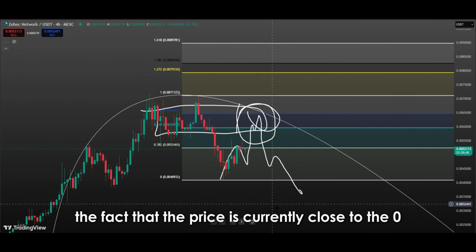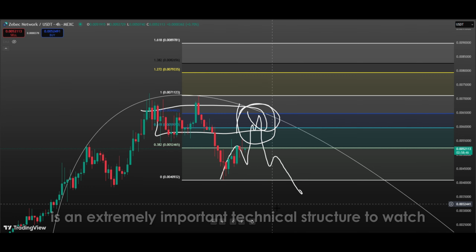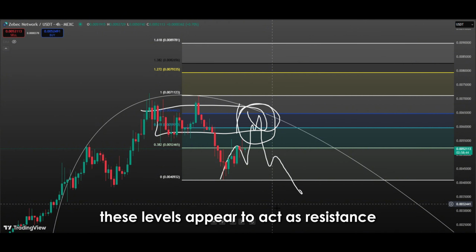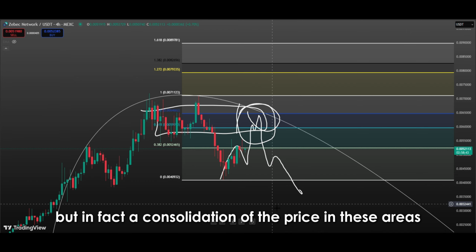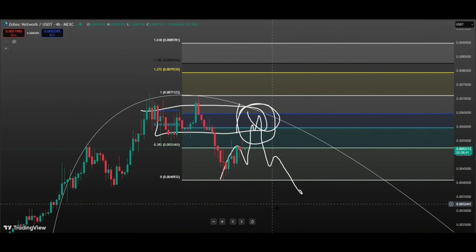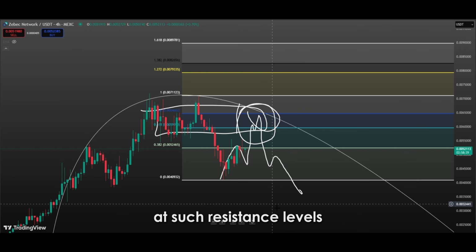The fact that the price is currently close to the 0,618 and 0,786 levels is an extremely important technical structure to watch carefully. At first glance, these levels appear to act as resistance, but in fact, a consolidation of the price in these areas, that is a short-term rest, could mean the preparation for a new bullish wave. This is because many strong rallies are preceded by a short-term breather at such resistance levels, and then a much stronger attack. From this perspective, the current structure is not a threat, but rather an opportunity.